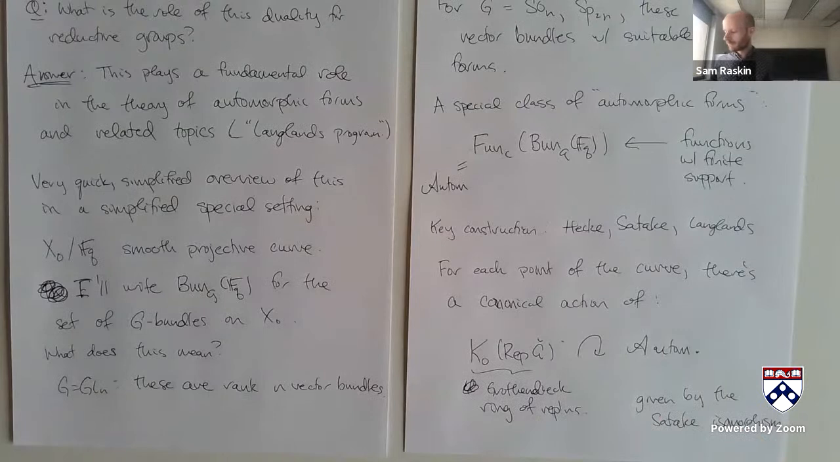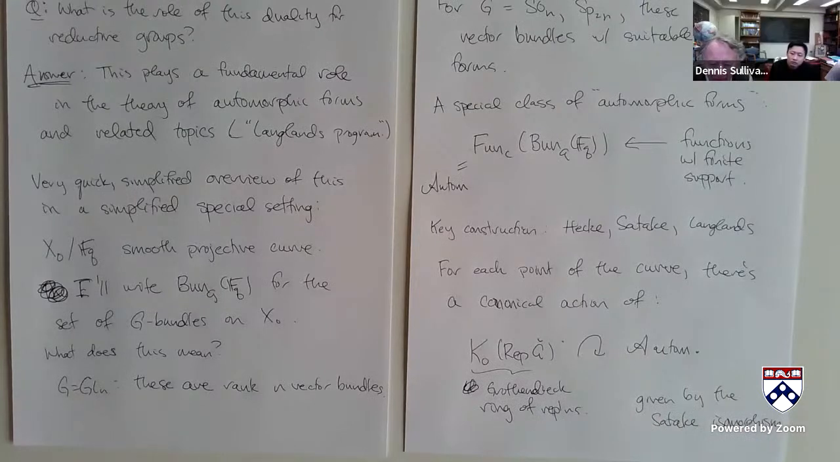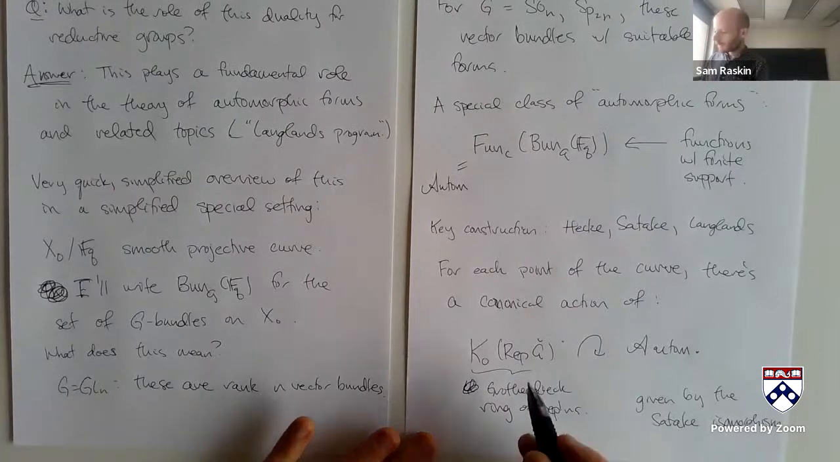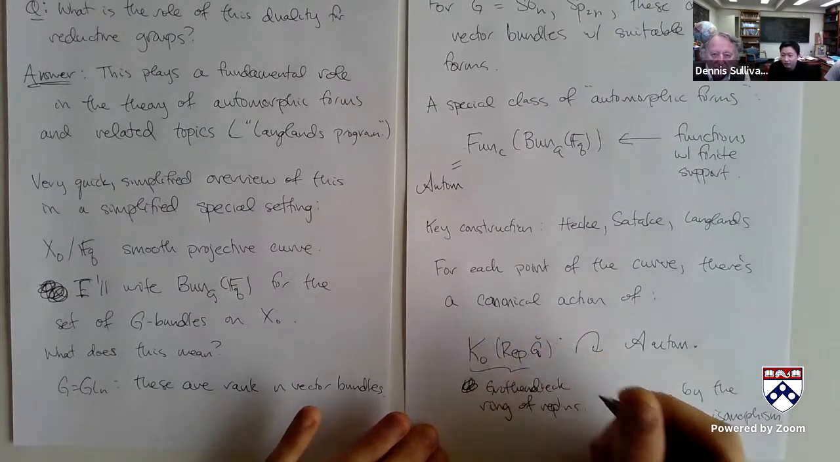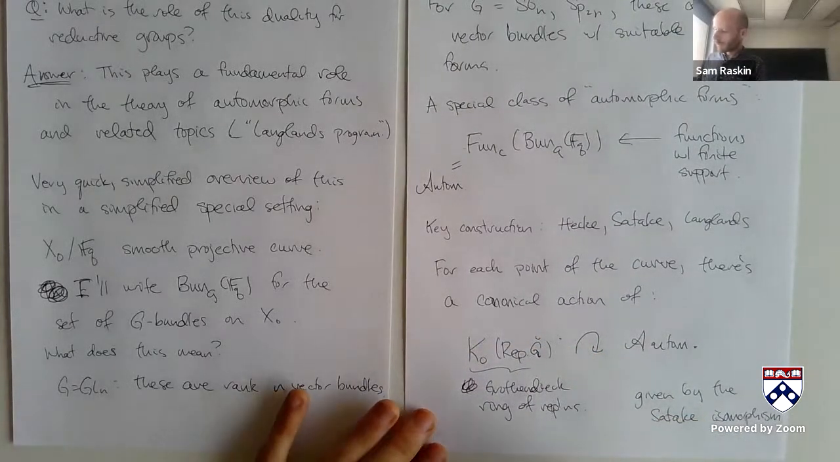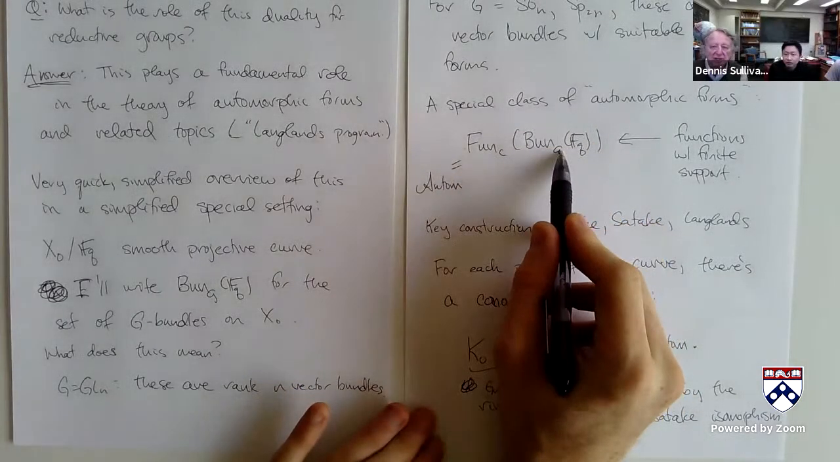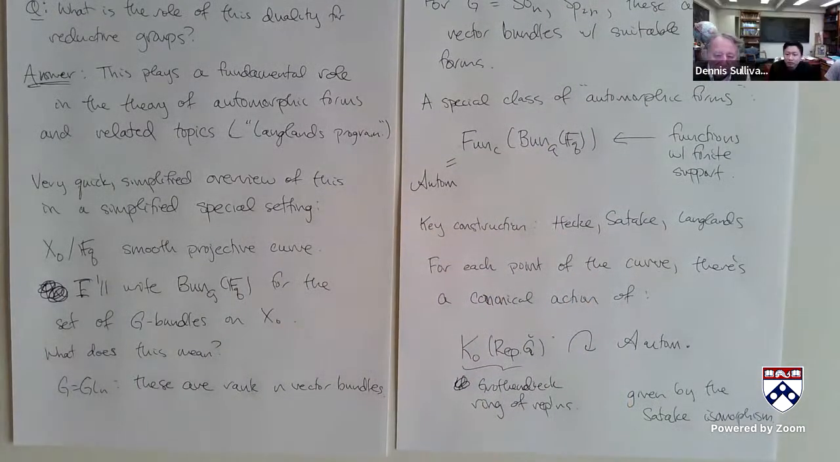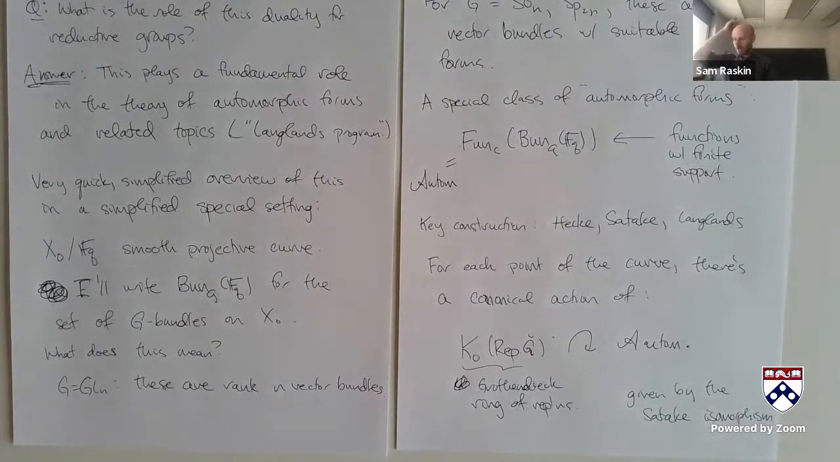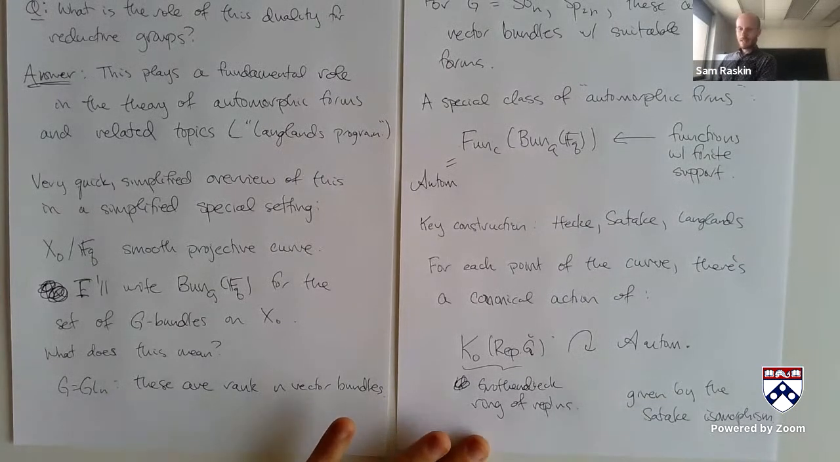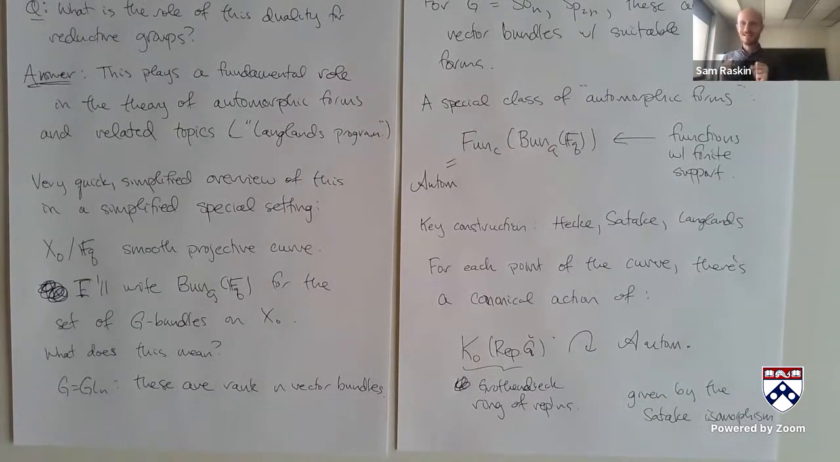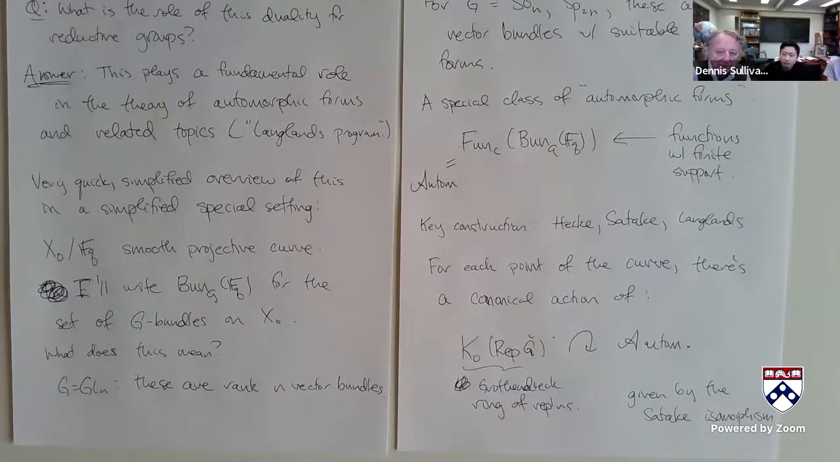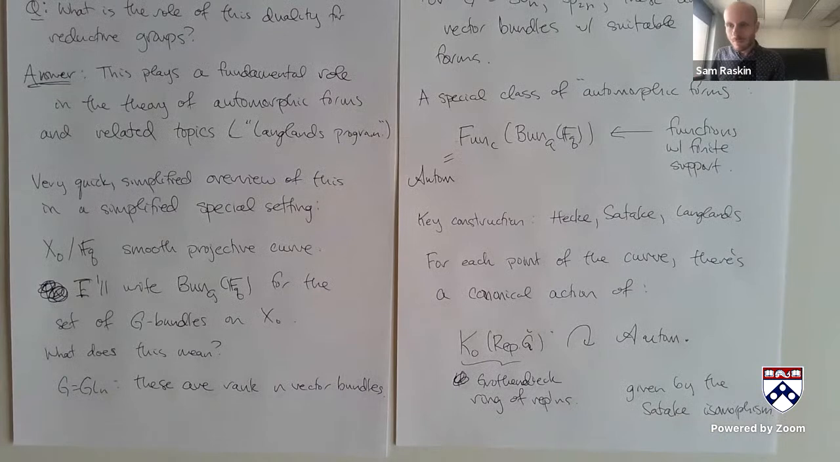Wait, K_0 of Rep of A, what's A? There is no A. This is G check. Where's A? What's G? This is Bun_G. So the automorphic forms depend on G, and G check is the dual group. Exactly. So there's some fundamental thing happening here with the Satake isomorphism, which I'm not going to say exactly what it is because it's a distraction. But what I want to say is that this is the dual group.